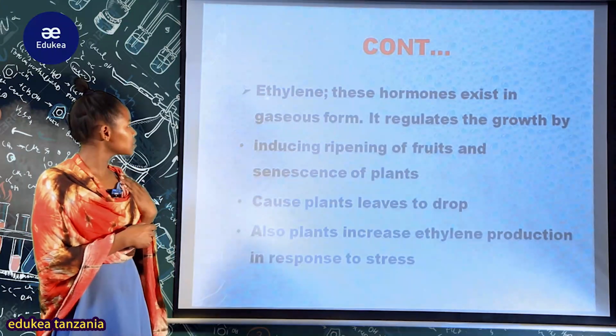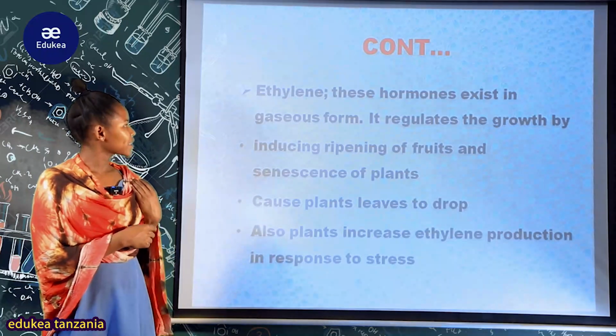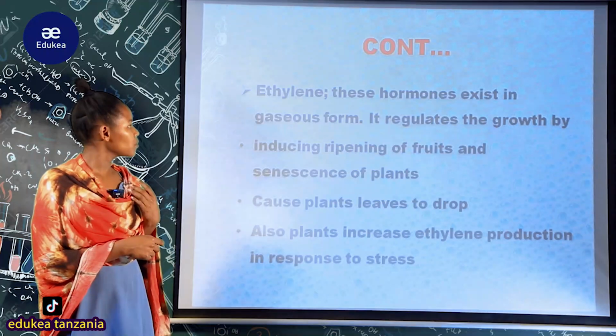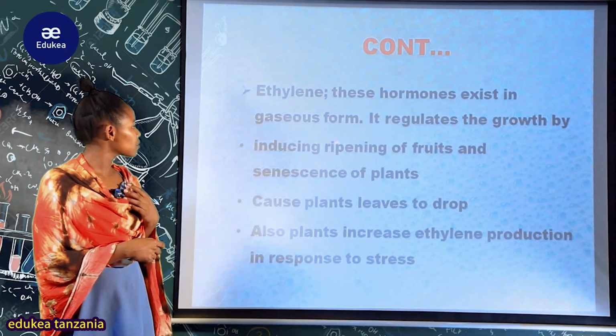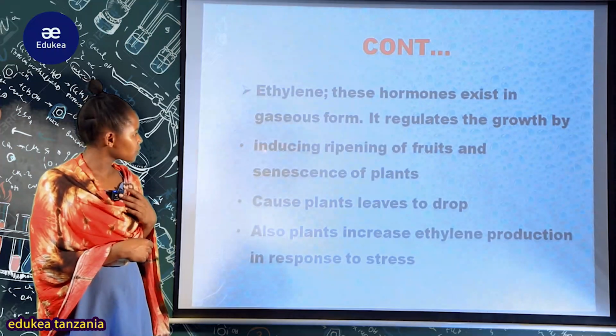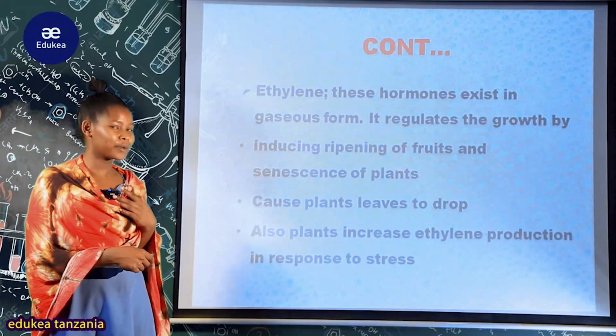Also, we are going to look at another hormone in plants, which is ethylene. Ethylene is a hormone that exists in gaseous form. Also, it regulates growth in the following ways. Ethylene can regulate growth by inducing ripening of fruits and senescence of plants.